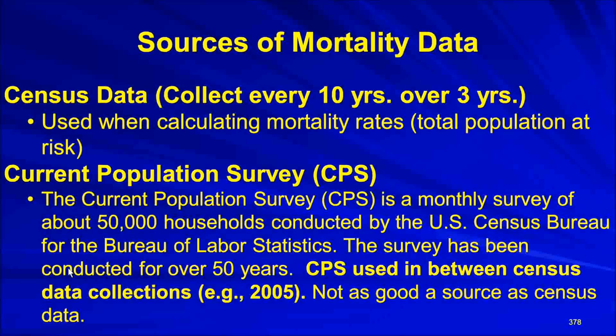Now, in between time, what do we do if we're doing a survey that doesn't fall on a census year, or the census data appear old to us? They have a current population survey, a monthly survey of about 50,000 households conducted by the U.S. Census Bureau for the Bureau of Labor Statistics, and it's been in effect for over 50 years. So it's not as good a source, but it is an available source by which estimates can be made based on this data. So, a much smaller number of cases, but the number of cases isn't always what's most relevant.